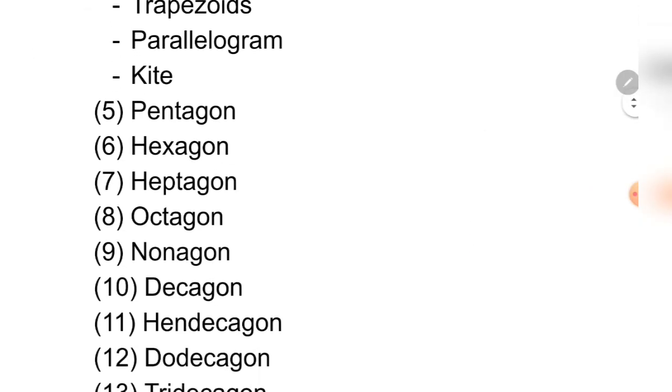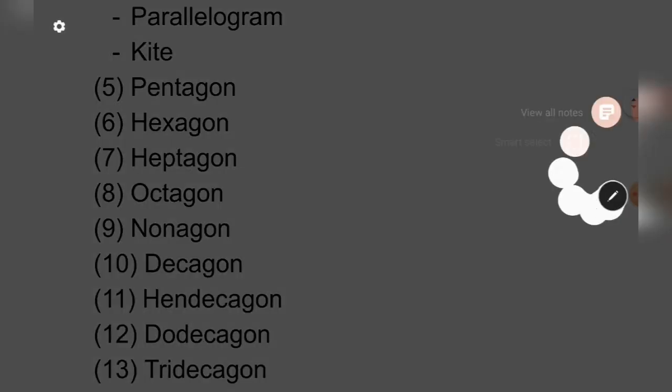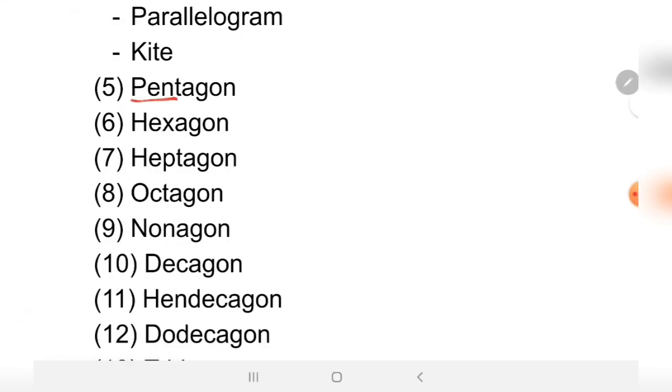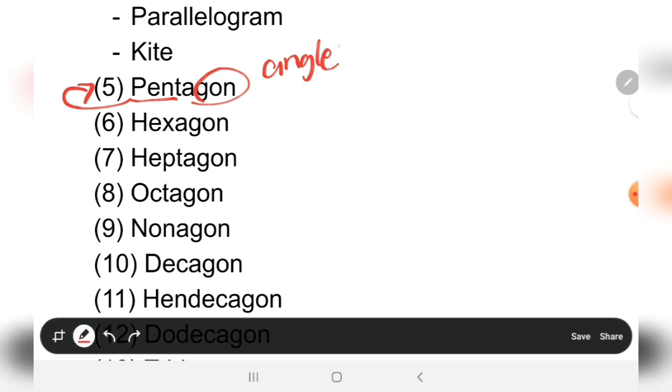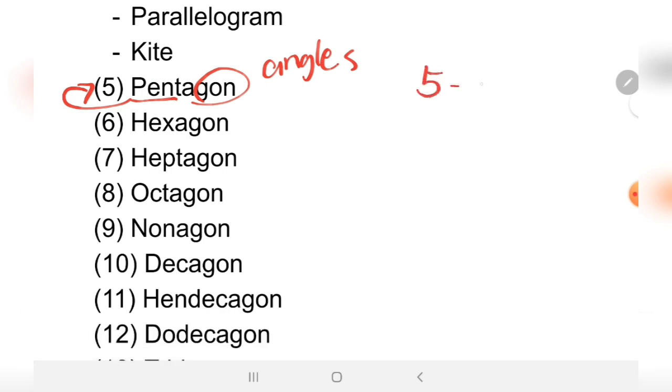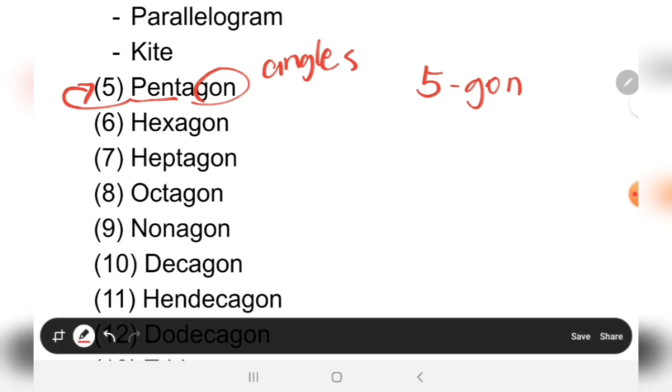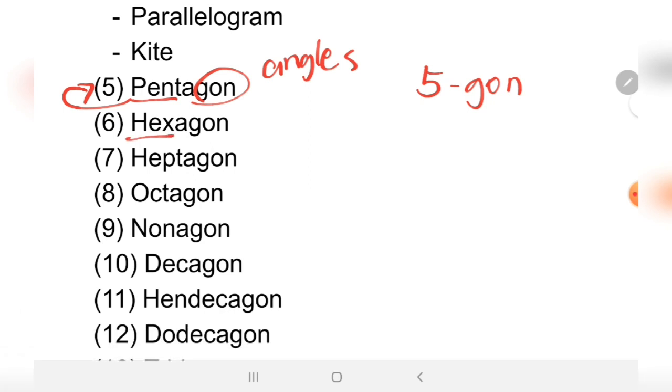Next, pentagon, from the word pent, which means 5, and then gon, meaning angles. Okay, wait. 5, or that is pent, 5, and then angles. Or we can simply say that as 5-gon. We can read that as pentagon or 5-gon.